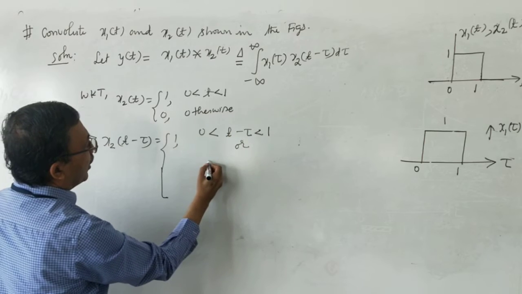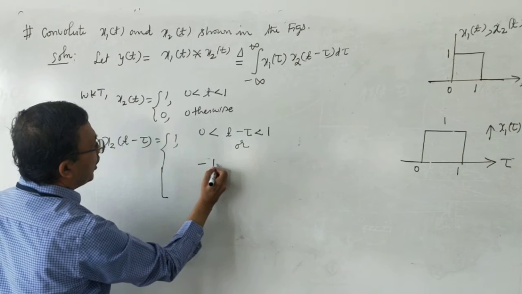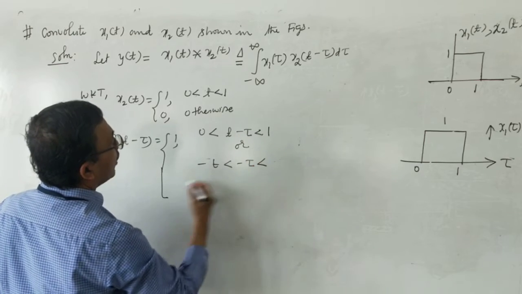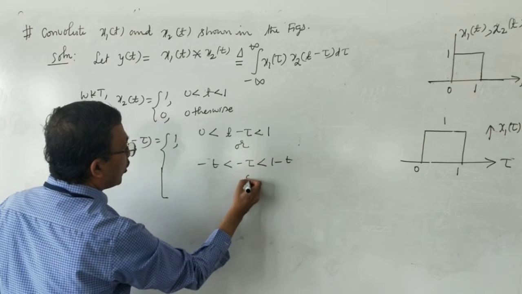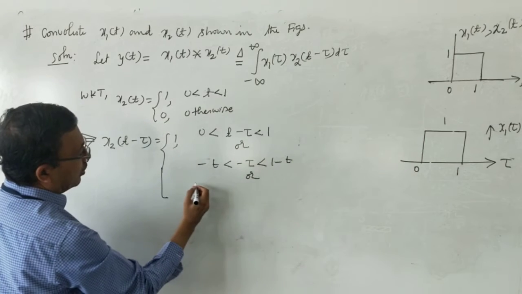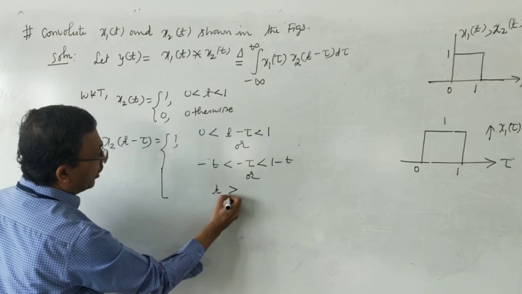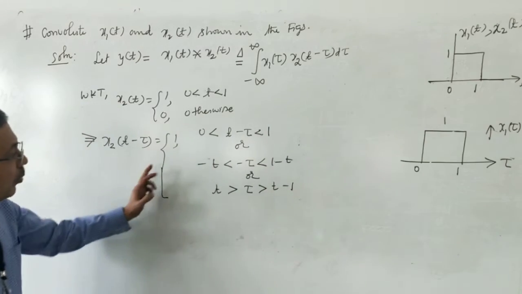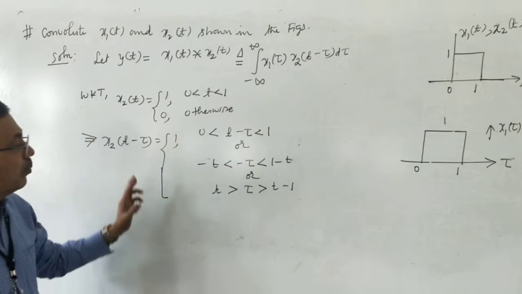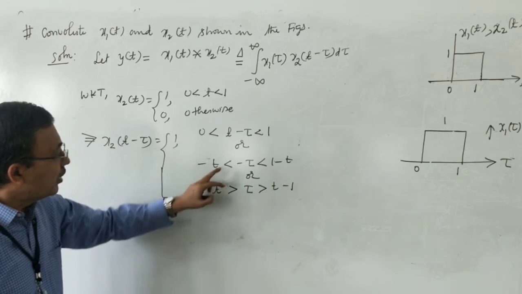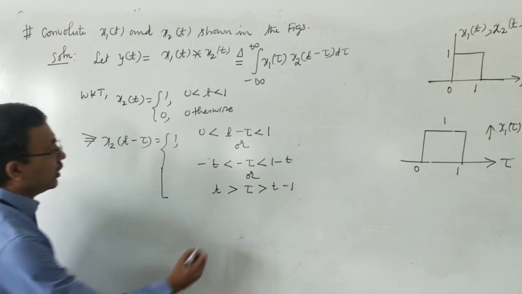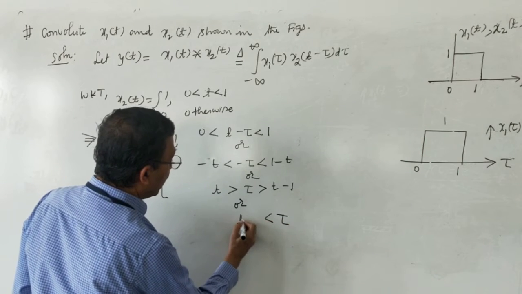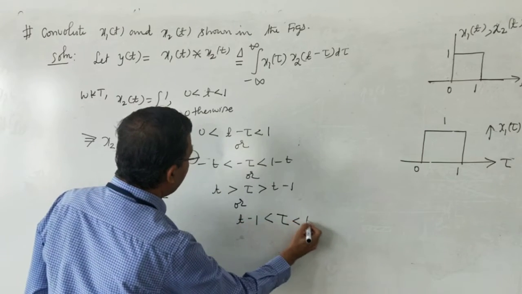Take this t to the other side. So you get minus t less than minus tau. Take t to the other side, less than 1 minus t. Multiply throughout by minus 1. So this becomes t greater than tau, tau greater than t minus 1. When you multiply an expression having inequalities by minus 1, the inequalities reverse. This is the same as tau lying between t minus 1 and t.